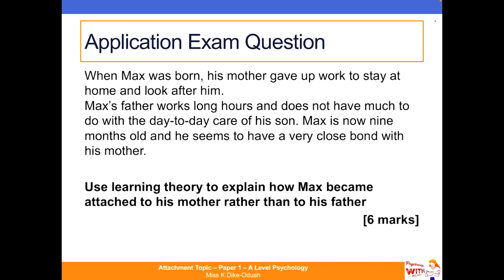It says, when Max was born, his mother gave up work to stay at home and look after him. Max's father works long hours and does not have much to do with the day-to-day care of his son. Max is now 9 months old, and he seems to have a very close bond with his mother. And the question is, use learning theory to explain how Max became attached to his mother rather than to his father. And it's a 6-mark question.